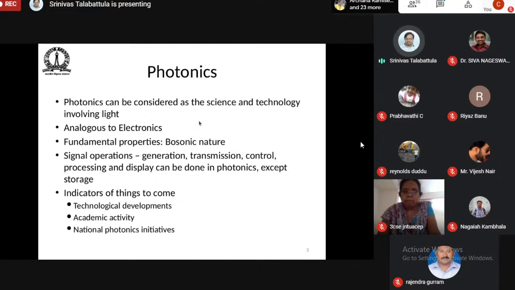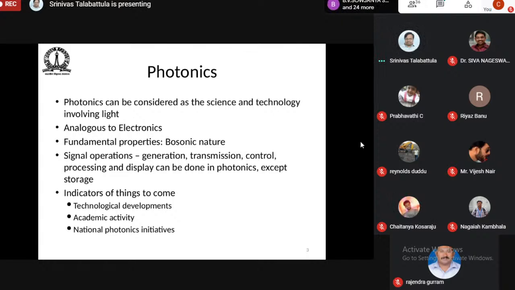Photonics can be said to be the science and technology of using light wave particles for any applications. This is analogous to electronics. As you know, in electronics, you use electrons, which are the fundamental particles, and all the devices that correspond to that.